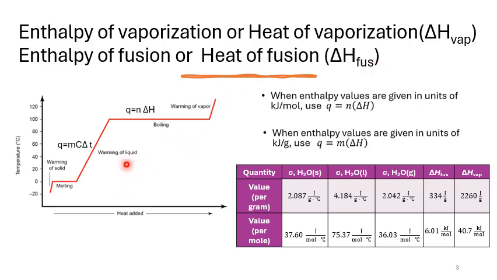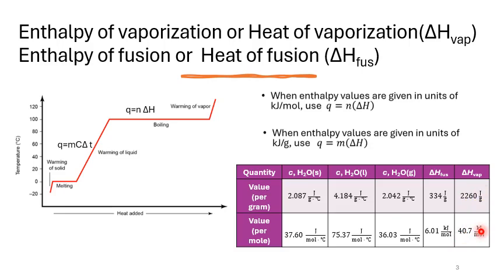So for this heating curve of water, we can see that the heat of fusion for 1 gram is 334 joules per gram, and for 1 mole, 6.01 kilojoules per mole. And the heat of vaporization, or enthalpy of vaporization, per gram of water is 2260 joules per gram, and per mole it is 40.7 kilojoules per mole.